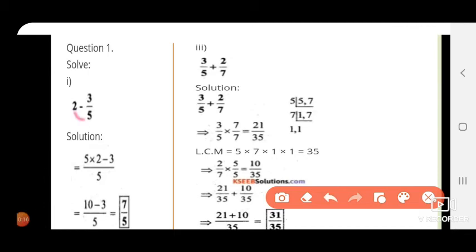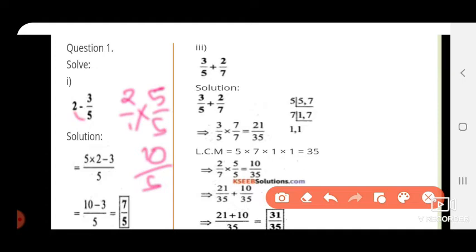Here, 5 into 2, then 5 into 2 minus 3 by 5. Or else we have to do, children, 2 by 1. Nothing is there means we can take it as a 1 as a denominator, into 5 by 5. In that case also you will get 2 5s are 10 by 5. Then 10 by 5 minus 3 by 5, we will get the same, children.